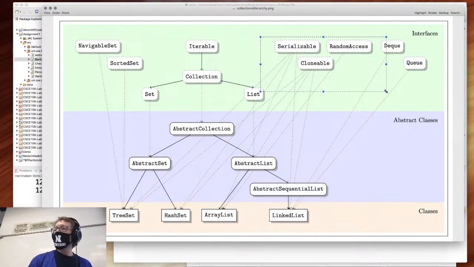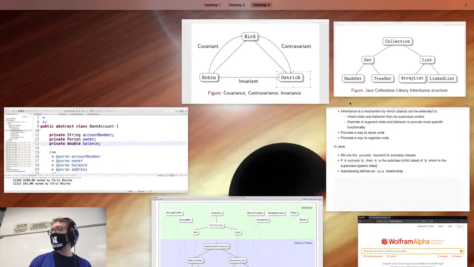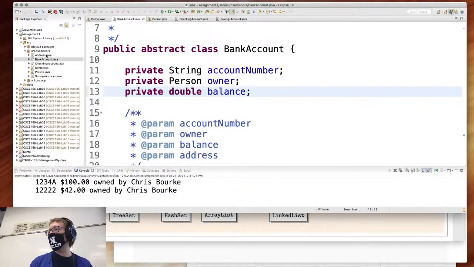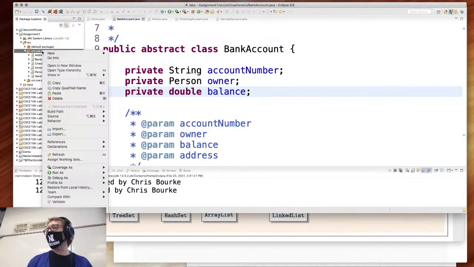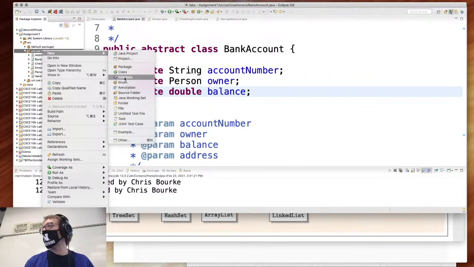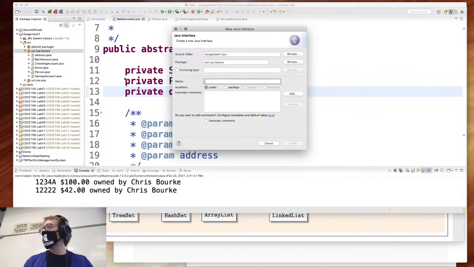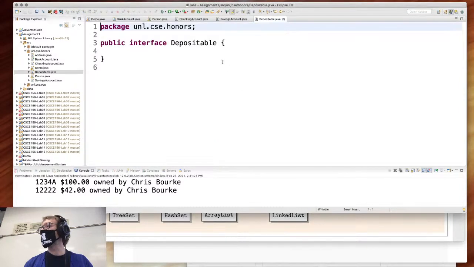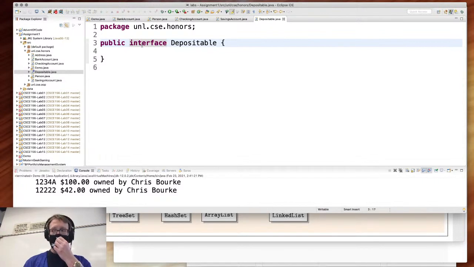There are different keywords for this, and the example that I'm going to give you is, let's create an interface here. I'll call this Depositable. There we go, finish. And so you'll see here that it's a public interface. It's not a public class because it is a pure abstraction.